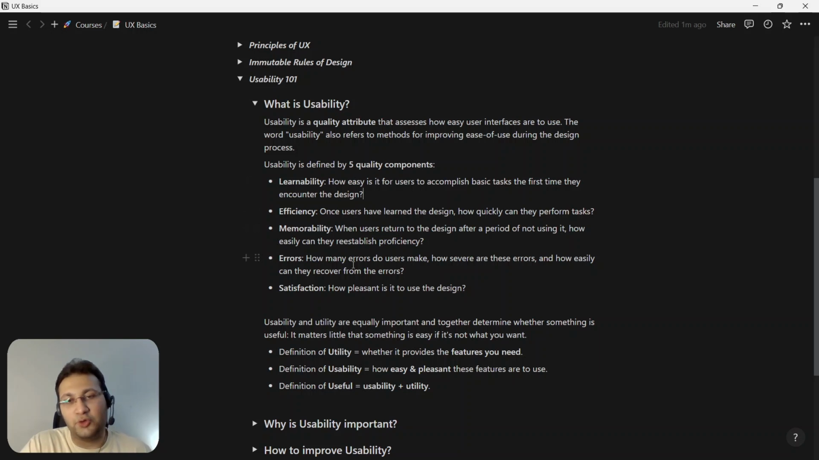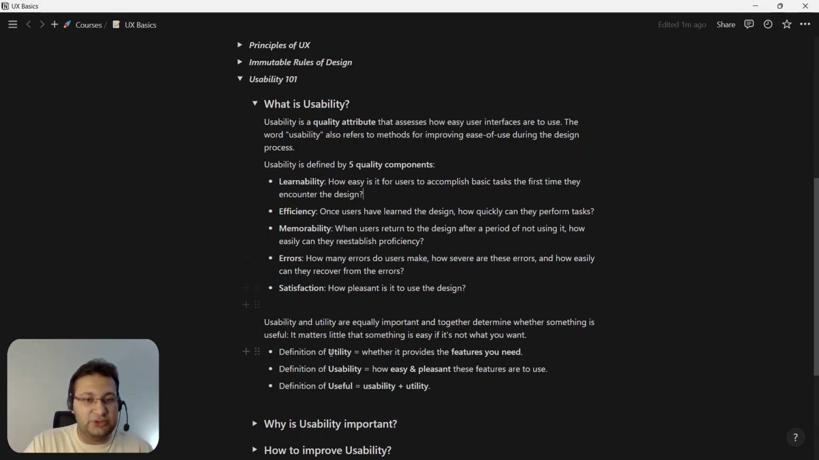These 5 quality components are used to define the metrics, sort of the measurements using which you can help identify the usability of your product. If it's high on all of these accounts, then your product is very much usable. If it's not, then there is room for improvement. So these are the 5 quality attributes: learnability, efficiency, memorability, errors, and satisfaction.